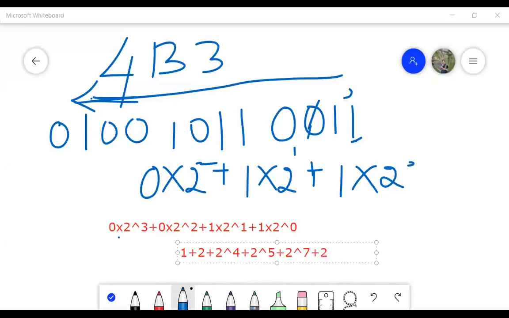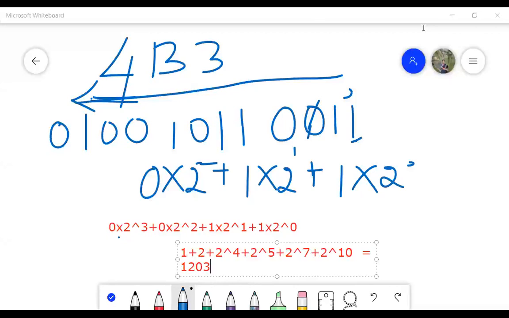2 to the power of 10 means what? 2 into 2 into 2 into 2, up to 10 times. That is what 2 to the power of 10 is. Now if I calculate all these things, I'll get the solution 1203. This is how we are going to calculate the integer part.